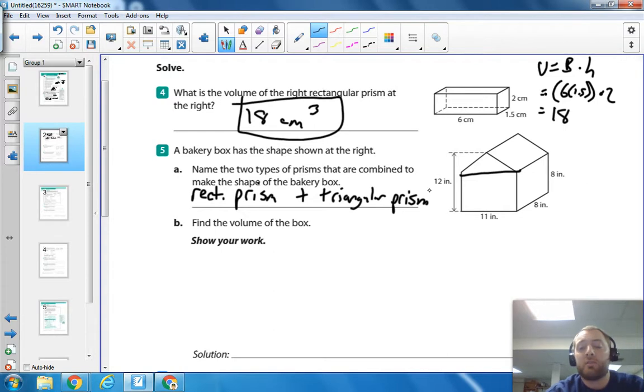So basically, if you can find the volume of both and add them together, you'll find the volume of the whole thing. The rectangular prism is a little bit easier because it's just length times width times height, because the base is just a rectangle.